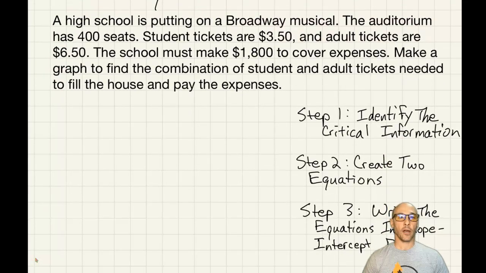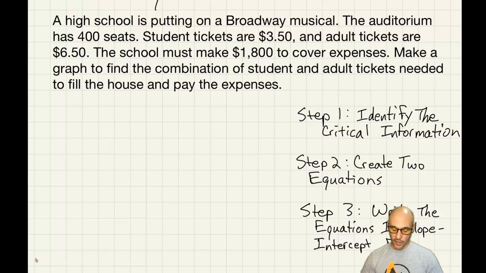A high school is putting on a Broadway musical. The auditorium has 400 seats. Student tickets are $3.50 each, and adult tickets are $6.50. The school must make $1,800 to cover expenses. Make a graph to find the combination of student and adult tickets needed to fill the house and pay the expenses.